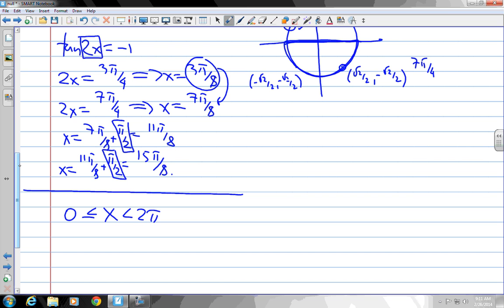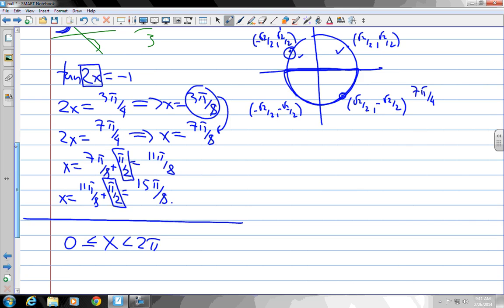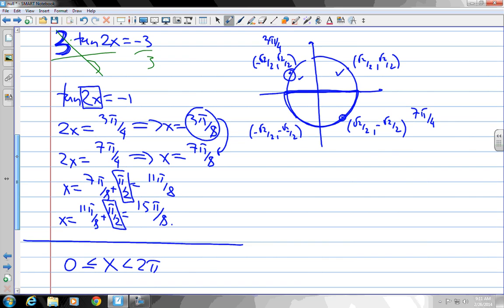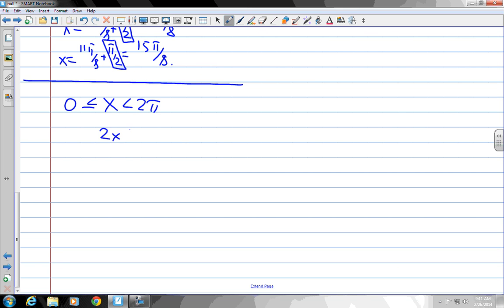Is that okay? But then let me ask you this. The argument inside of this function is 2x. So if x is between 0 and 2 pi, just by the properties of inequalities, 2x is between 0 and 4 pi. So let's find all the solutions from 0 to 4 pi of the original tangent function. From 0 to 4 pi, we get this point, which is 3 pi over 4. We get this point, which is 7 pi over 4.